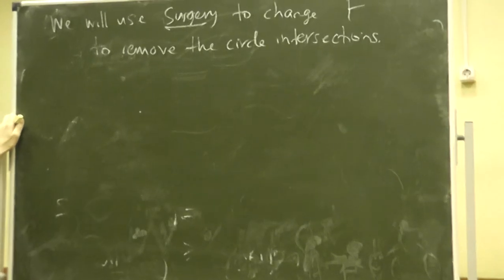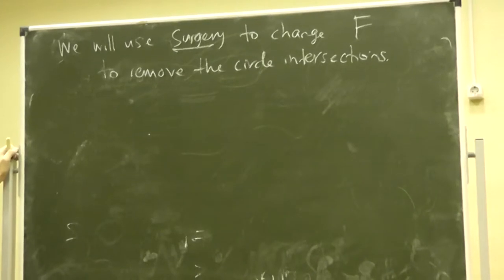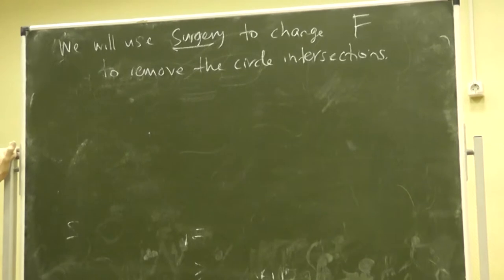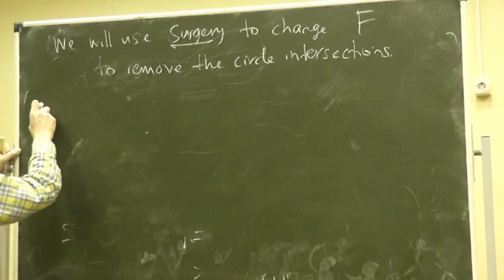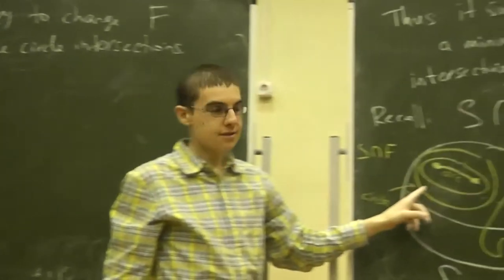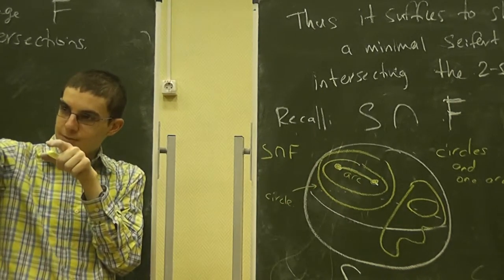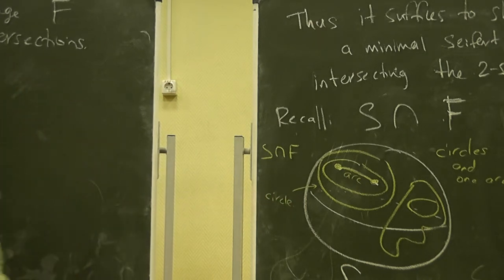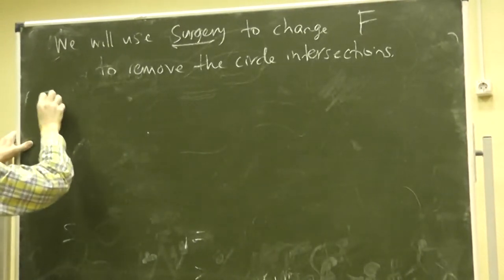Surgery allows us to make these kinds of arguments, which are sometimes called cut and paste arguments or innermost circle arguments. So we want to change our surface so that we no longer have these circle intersections. Think of this as if we poked out our torus before, we're going to chop off that extra piece.